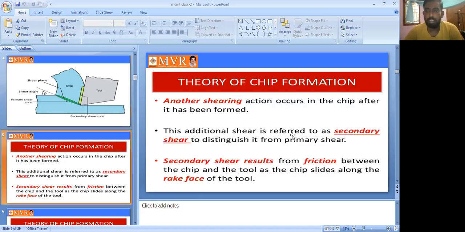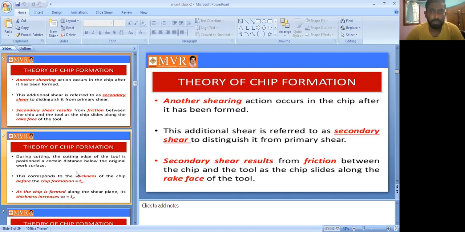This additional shear is referred to as the secondary shear, to distinguish it from the primary shear. The secondary shear results from the friction between the chip and the tool as the chip slides along the rake face of the tool. After that we get the secondary shear stress.